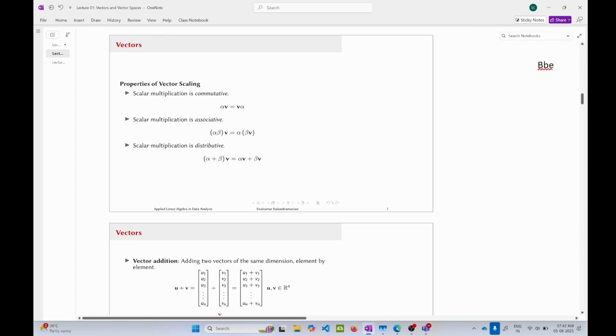We'll look at some basic properties. Again, for now, think of all of these as real numbers. The vectors are real numbers and the scalars are also real numbers. Later on, we'll see that the vectors will have complex numbers and the scalars might also be complex numbers.